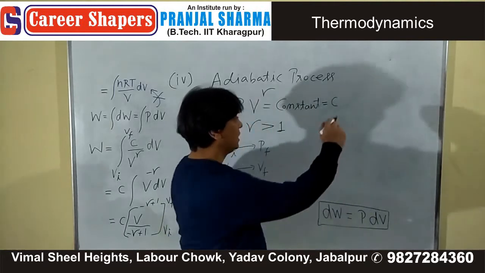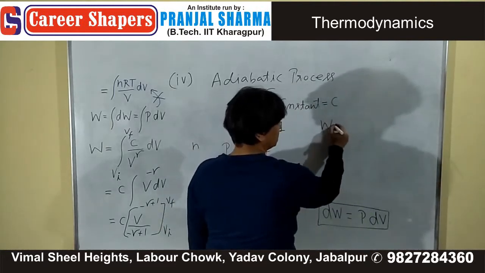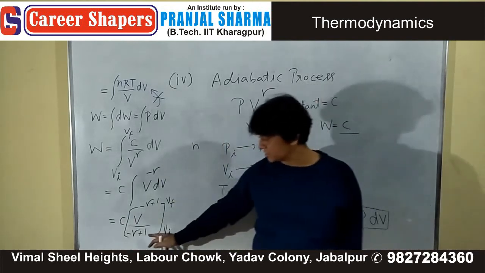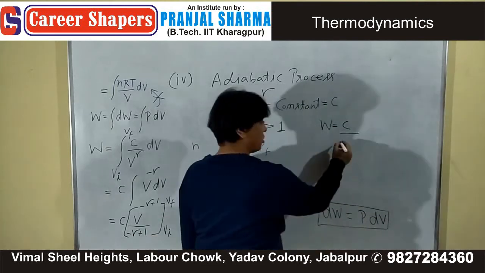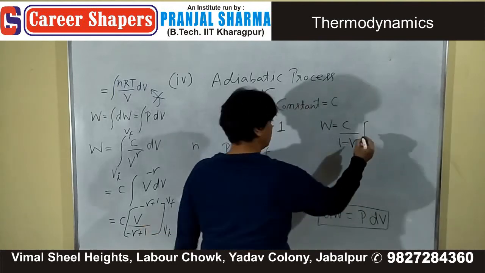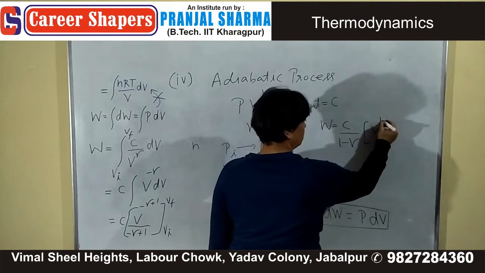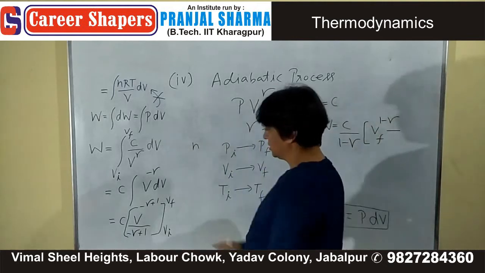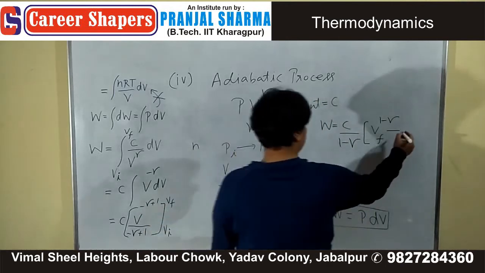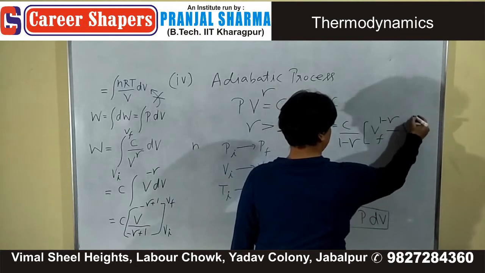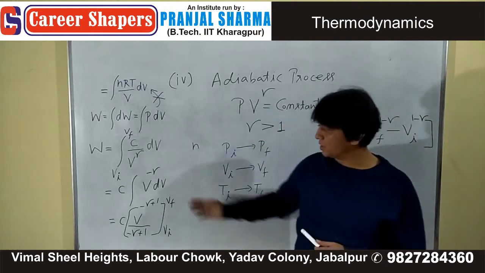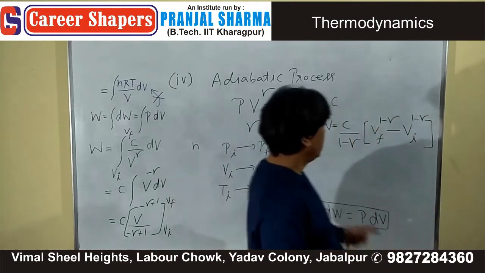Then work W is coming: C, take it out, divided by, look at the denominator, 1 minus gamma. Then upper limit is V final to the power 1 minus gamma, minus lower limit, V initial to the power 1 minus gamma. Not a very difficult task. Simple integration and then use the limits. That's your work.